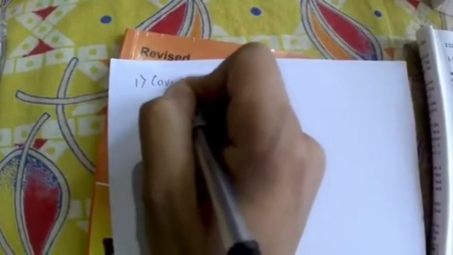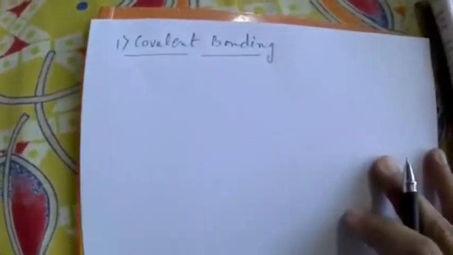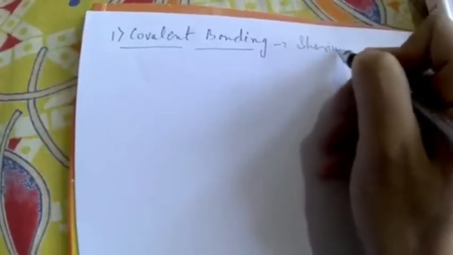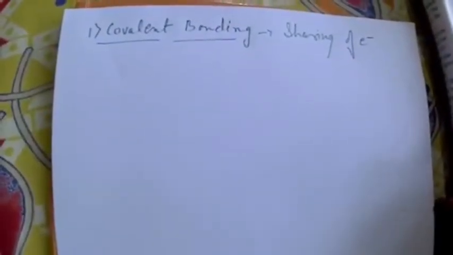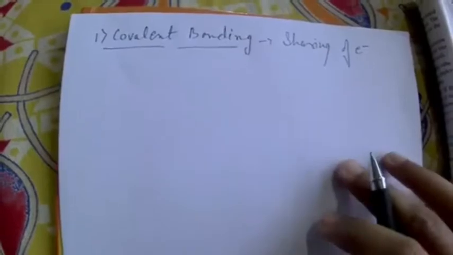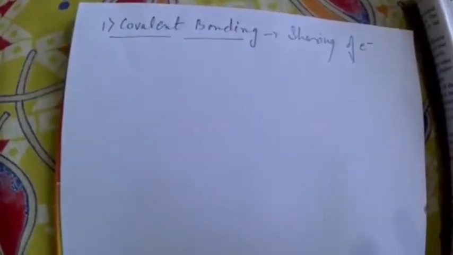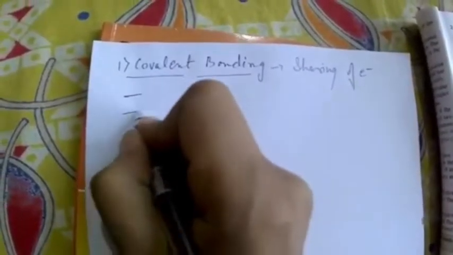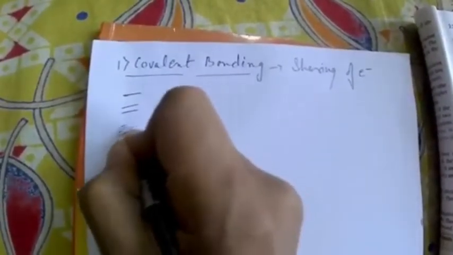So our first topic is covalent bonding. I will be taking these topics in short. For covalent bonding, I can say that there is sharing of electrons. Sharing of electrons takes place in covalent bonding. Covalent bonding can be of 3 types, where you can get single covalent bond, double covalent bond, triple covalent bond.